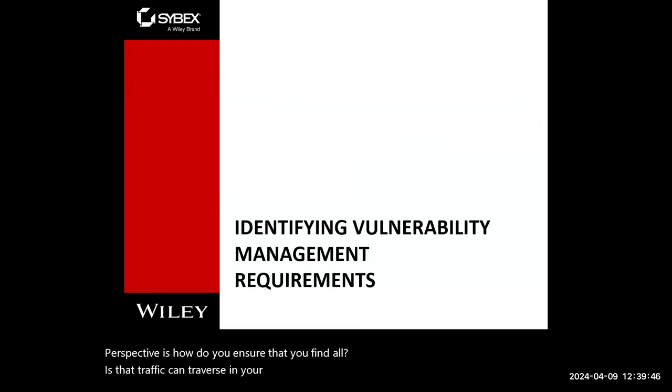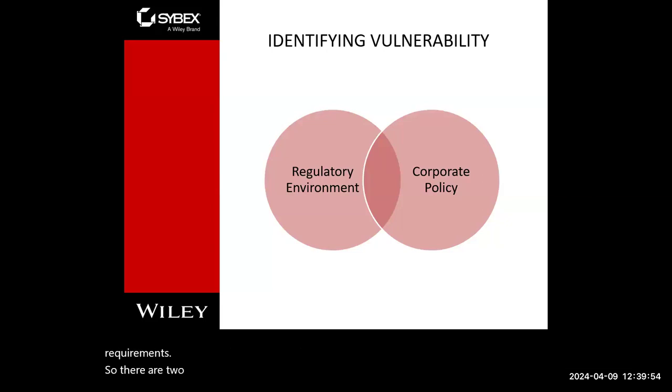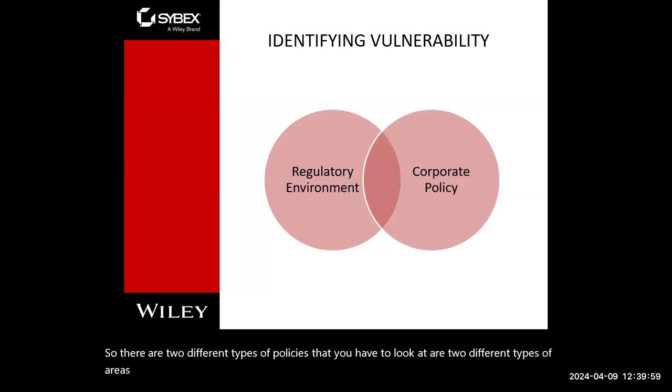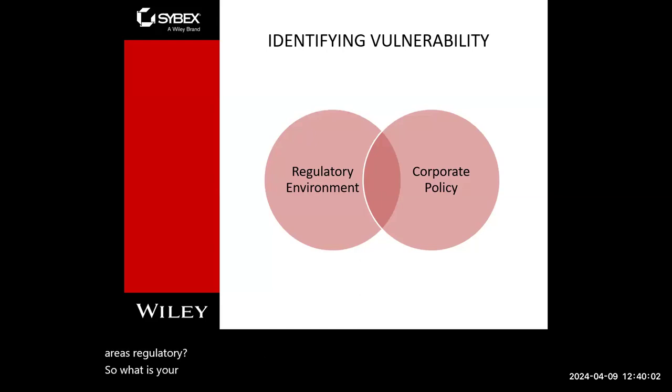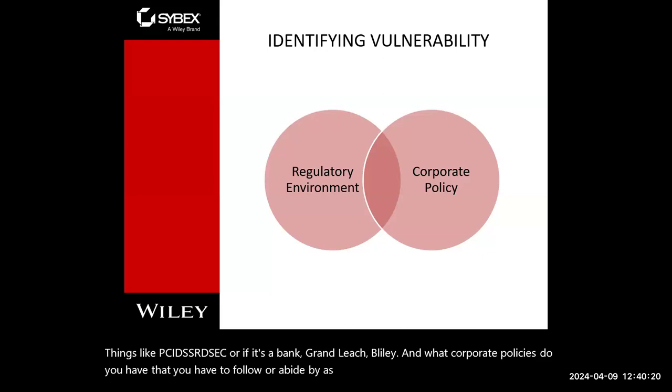So let's take a look at identifying vulnerability requirements. There are two different types of policies, two different types of areas, that you have to look at. Regulatory: what is your business or organization going to be governed by from a regulation standpoint? Things like PCI DSS or the SEC, or if it's a bank, Gramm-Leach-Bliley. And what corporate policies do you have that you have to follow or abide by as well? And like in the graphic, where is the overlap of these two?